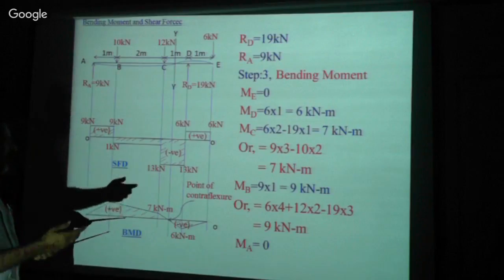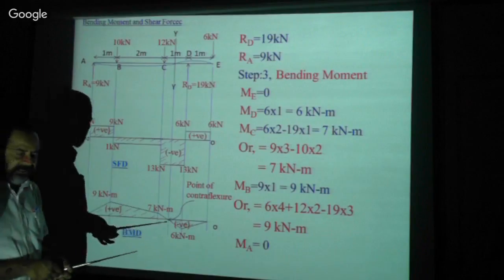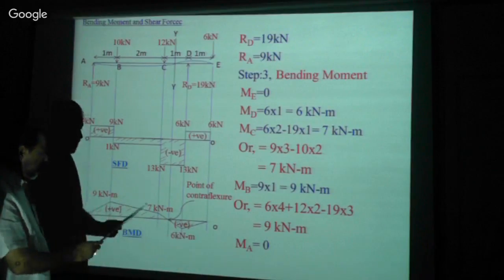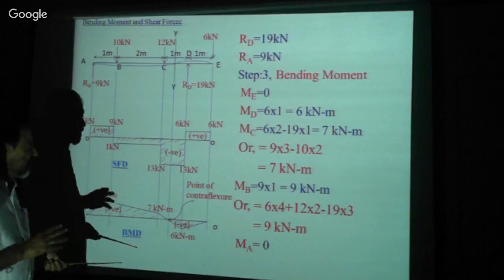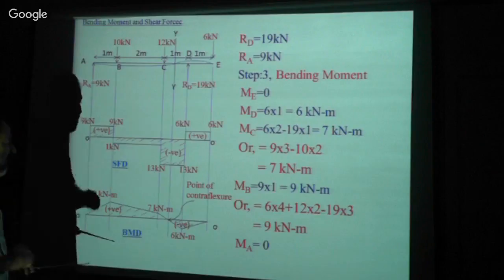What is the maximum bending moment? Now, maximum bending moment is positive 9 kilonewton meter and negative 6 kilonewton meter. We have to mention like this. Now we will come across one more problem here in the bending moment diagram.